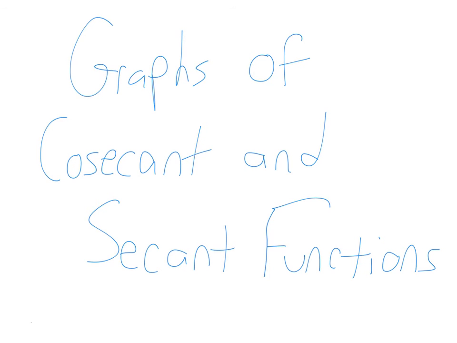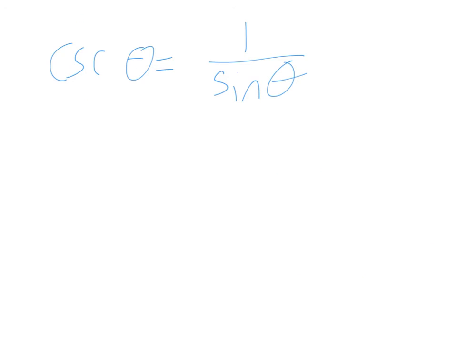Now let's go over the graph of the cosecant and secant functions. We obtain these graphs by applying our reciprocal identities that we learned earlier. We learned that cosecant we get by flipping the sine function, and the secant we get by flipping the cosine function.